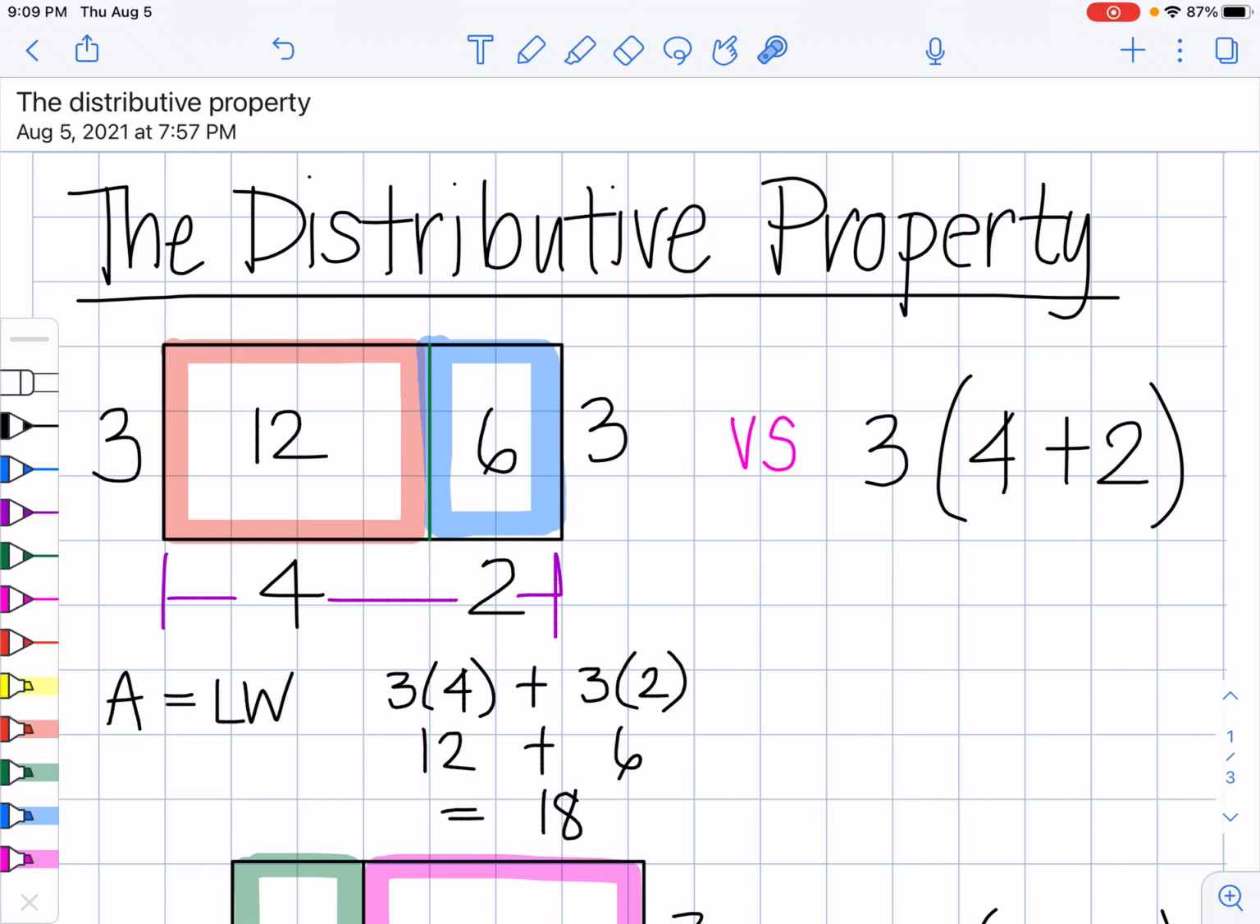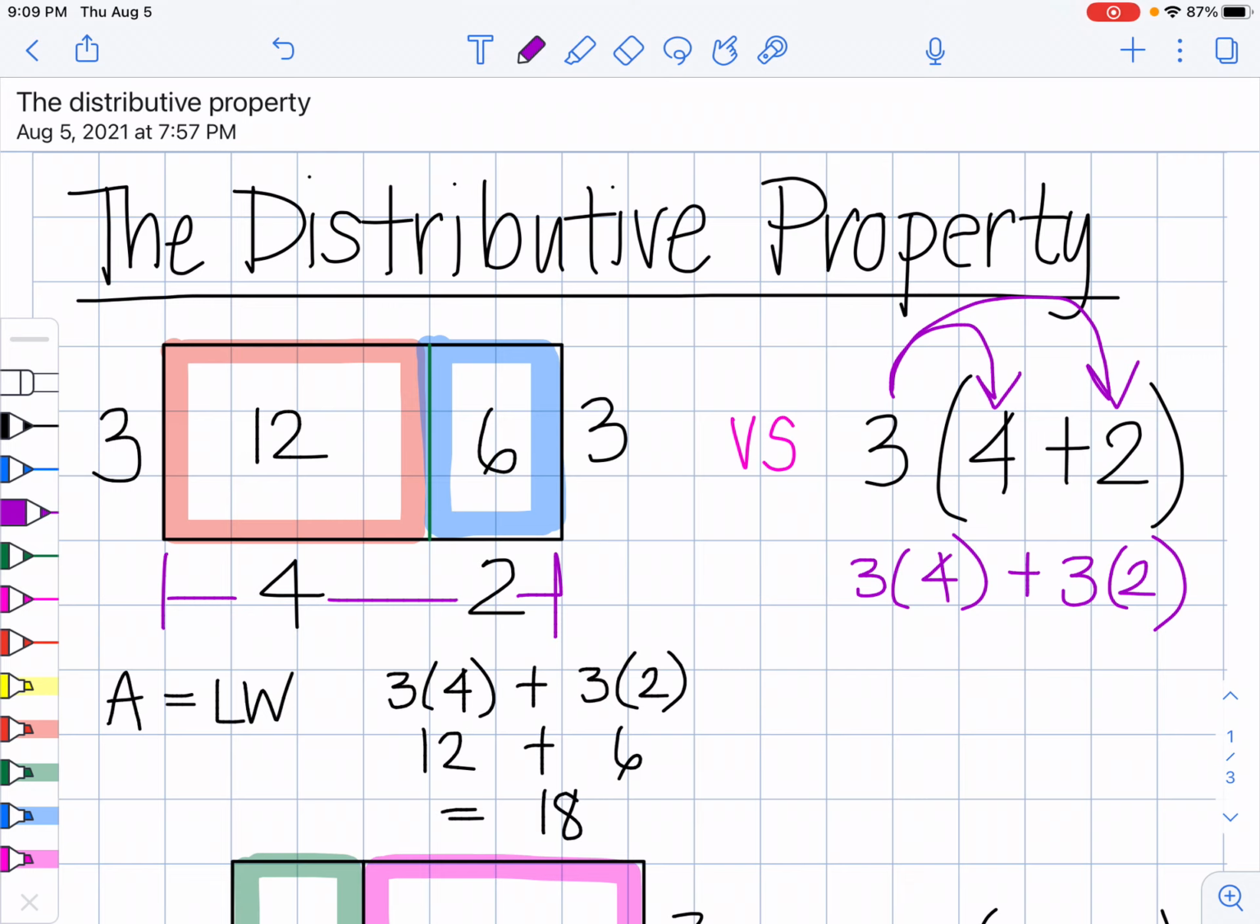So when I'm writing out the distributive property, I'm going to take 3 and multiply it by 4. And I'm going to take 3 and multiply it by 2. So I'm going to write it out. 3 times 4. And this sign right here in the middle, this plus, stays the same because this is a positive 3 and a positive 2. Plus 3 times 2.